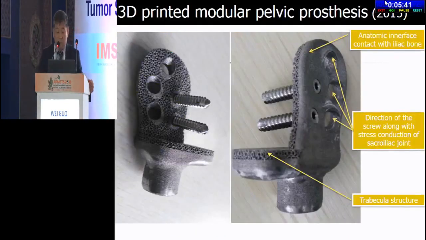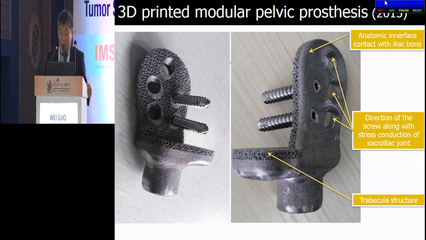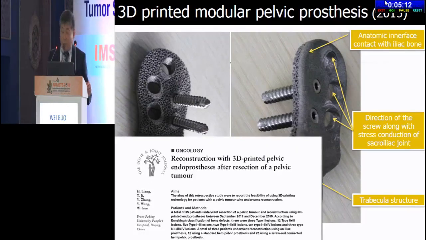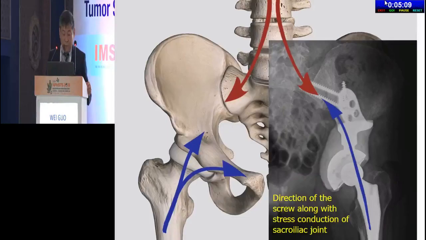To solve these problems, we started to design a 3D printed modular pelvic prosthesis. The advantages of this prosthesis include anatomic interface contact with the iliac bone, and direction of the screws along with the stress conduction of the sacroiliac joint. There is also a trabecular structure on the interface, which is good for bone ingrowth into the prosthesis. This is a paper we published in BJJ. You can see the direction of the screws along with the stress conduction of the sacroiliac joint.